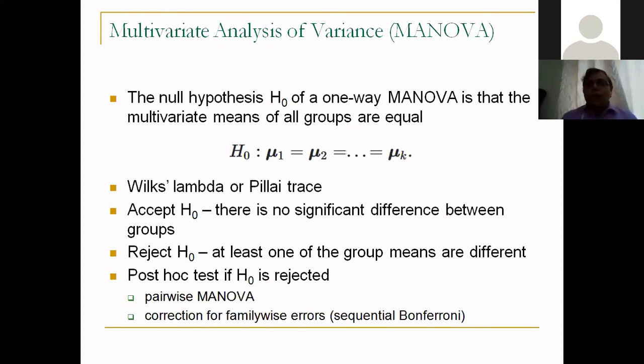But I told you, if you are doing multiple tests on the data, you fall into something called family-wise errors. But there are ways to solve it. One way is you can use sequential Bonferroni correction. Again, I'll not go into details of this. Those who are interested, we can discuss it later. And then you find out whether groups are significantly different or not.